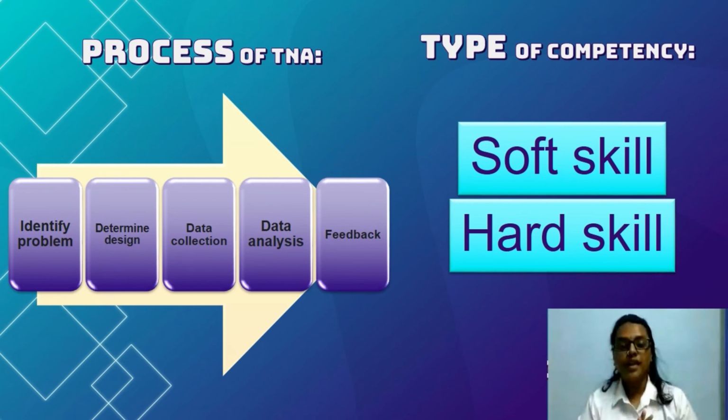There are 5 processes in TNA. First, they need to identify what kind of problem, and then they need to determine the design they need to use in this TNA. Third, they need to collect some data, and fourth, they need to analyze the data they have collected, and the fifth one will be the feedback. There are 2 types of competency. First is soft skill. Soft skill is about leadership and also team building. And hard skill is about finance and information technology, IT.